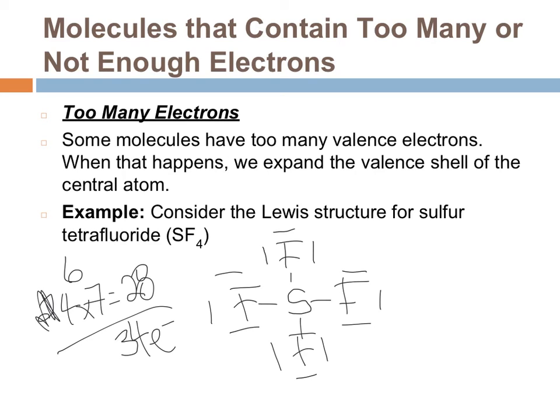And if we look at our structure, we've used 8, 16, 24, 32 electrons. We still have 2 electrons to place, so the valence shell of the central atom is actually going to expand. And we're going to put them on the sulfur just on the side here. So sulfur actually has 10 electrons surrounding it.